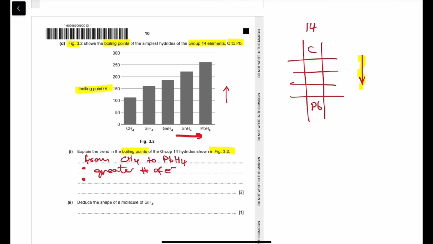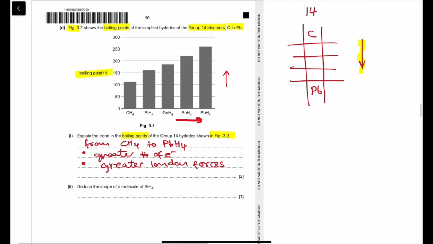So a greater number of electrons means there are going to be greater London forces. Thus, more energy is needed to overcome these forces. And so the boiling point increases down the group.